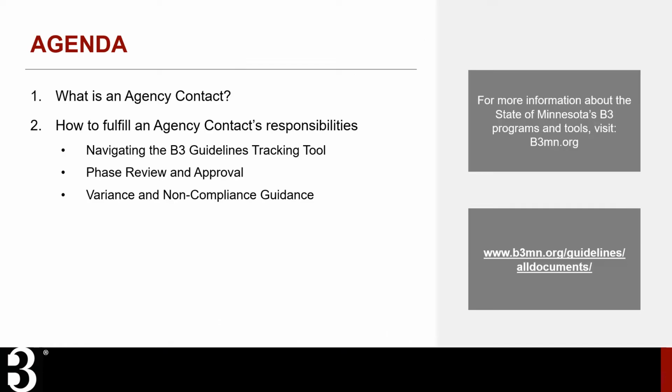In this training, we'll describe the role and responsibilities of the agency contact for projects using Minnesota's B3 guidelines. We'll walk through how to fulfill these responsibilities by demonstrating how to navigate the B3 Guidelines tracking tool, walking through the phased review process, and describing the appropriate use of variances and non-compliant designations within the program. This information can also be found in our detailed guidance documents at the URL shown here.